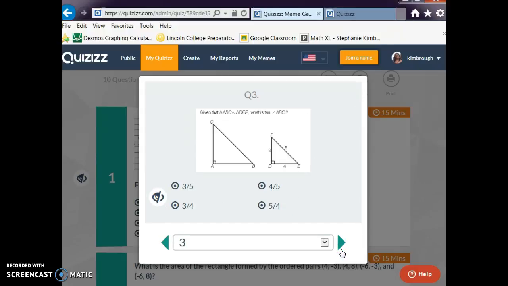Question number 3 says, given that triangle ABC is similar to triangle DEF, what is the tangent of ABC? So when you have the tangent of ABC, the middle angle is where you're going to put the arc, because you're moving from A to B and then from B to C. So the middle angle must have the arc. So if these are similar triangles, that means that the sides are proportional, and we're multiplying each side by the same number. Do we know what that number is?